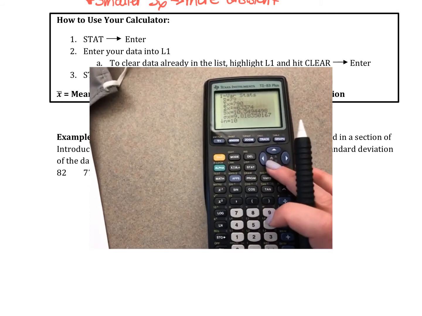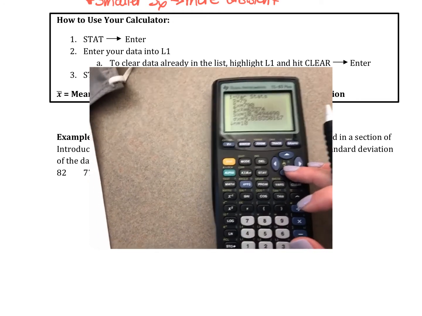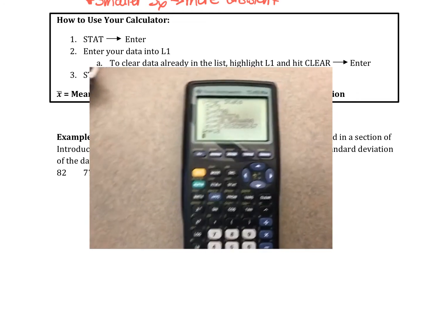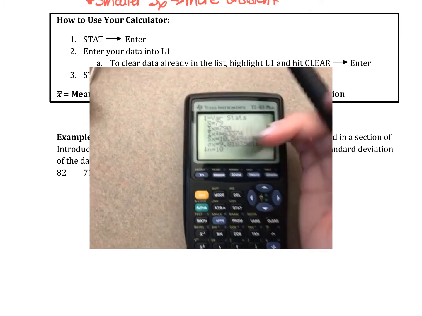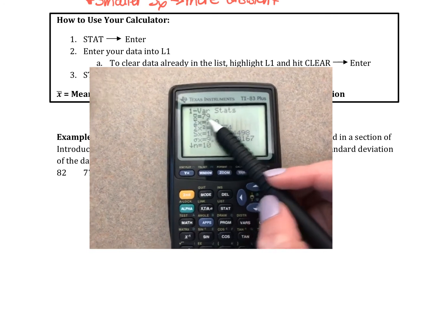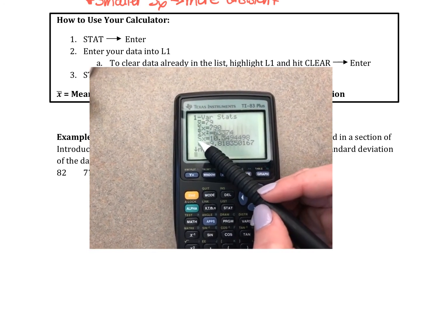Only hit Enter once though, so you're still able to scroll. If you hit Enter again, you won't be able to scroll through, so make sure you can still scroll through everything. Now this is giving you a lot of information, but we only need a few of it right now. So if you'll see this first one, the x-bar, that's your mean value, so our mean is 79.